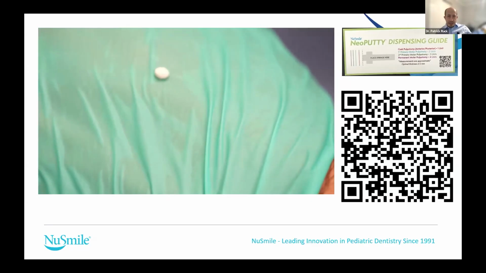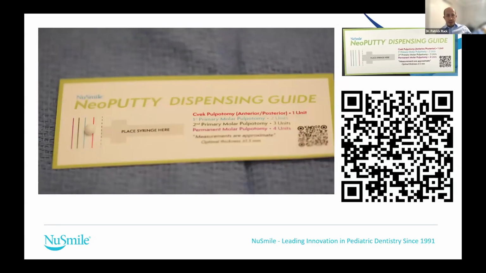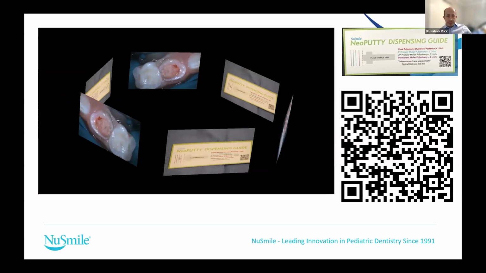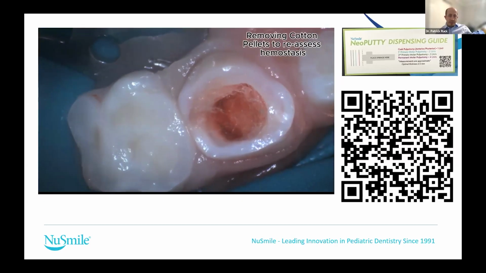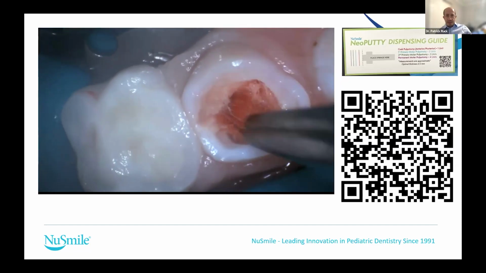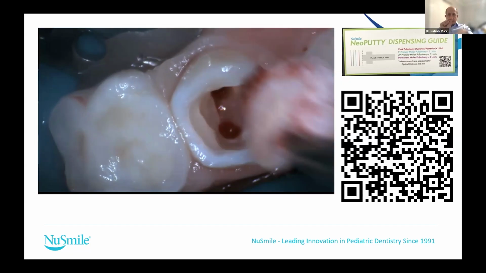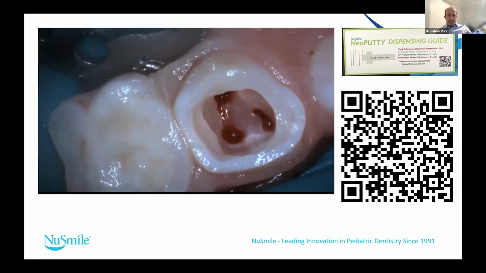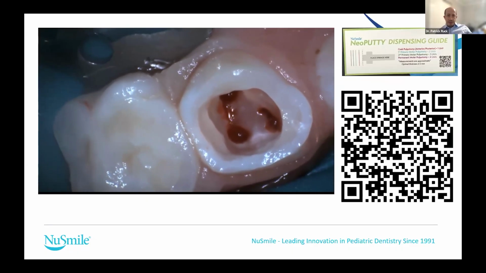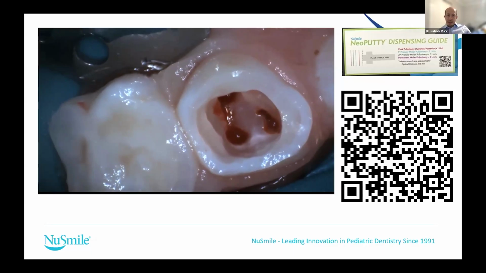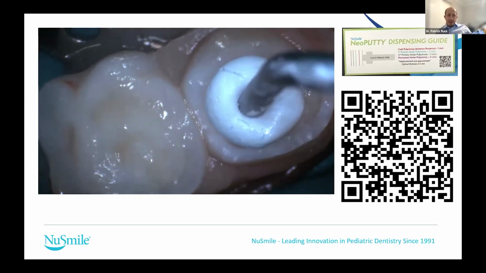I love NeoPutty. It's so easy to place. I just roll it on the back of my glove and it comes with these very nice dispensers. And then once I remove my cotton pledgets, I really just take the NeoPutty off my glove and pack it into the tooth. But that's the level of heme that we would want to see for that. A little bit of pooling. It's not filling up. That's an appropriate amount of heme.